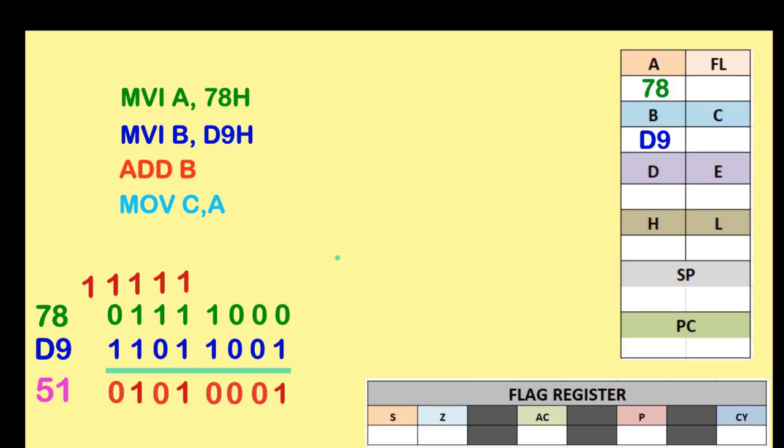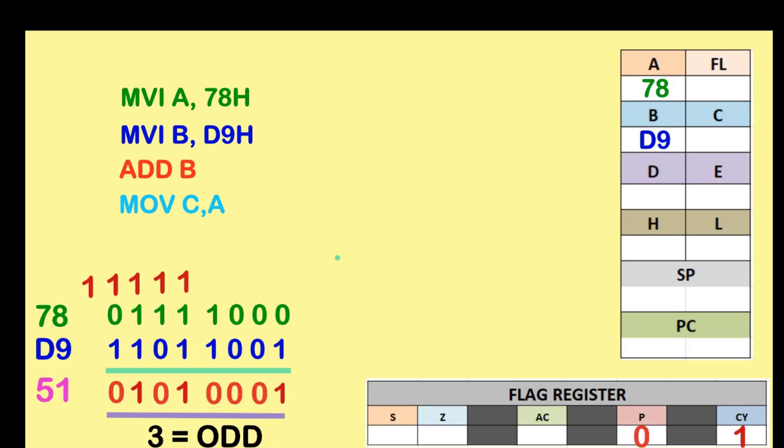Let us see how the flags are affected. First, the carry flag. Because a carry is generated, this carry will set the carry flag. Whenever the leftmost bit generates a carry, it sets the carry flag. So the carry flag is set. Now what about the parity? In this result there are 3 ones, as you can see in the red color. 3 is an odd number, so the result has odd parity, because of which the parity flag is reset. So we have a 0 here.